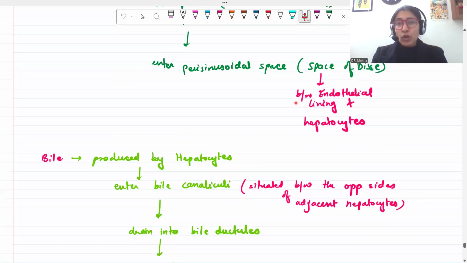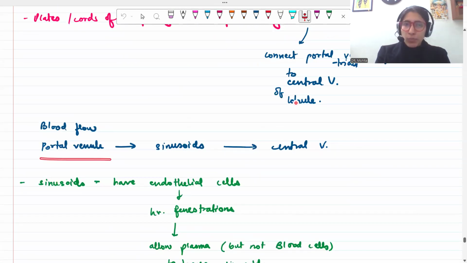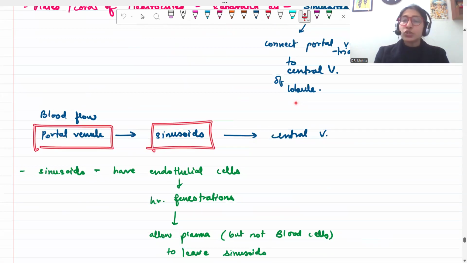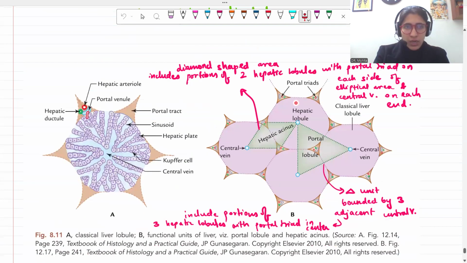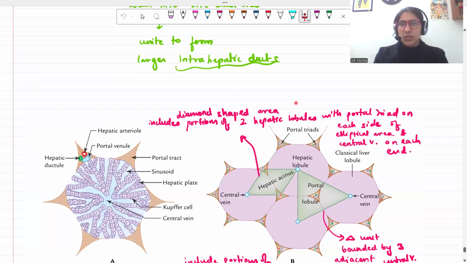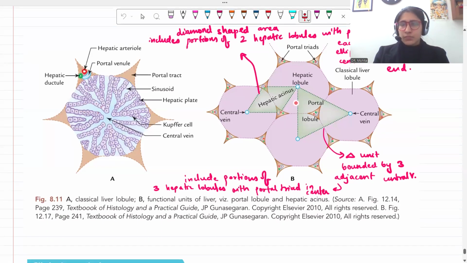Blood किस direction में flow कर रहा है? Blood is flowing from the portal venule to the sinusoids to the central vein, like from here to here, the sinusoids, as you can see, and to the central vein. That's how things are happening. And in the lobules, you can see cords of hepatocytes radiating, and between the hepatocytes, you have these spaces that are sinusoids. Is it good? Can we move forward?